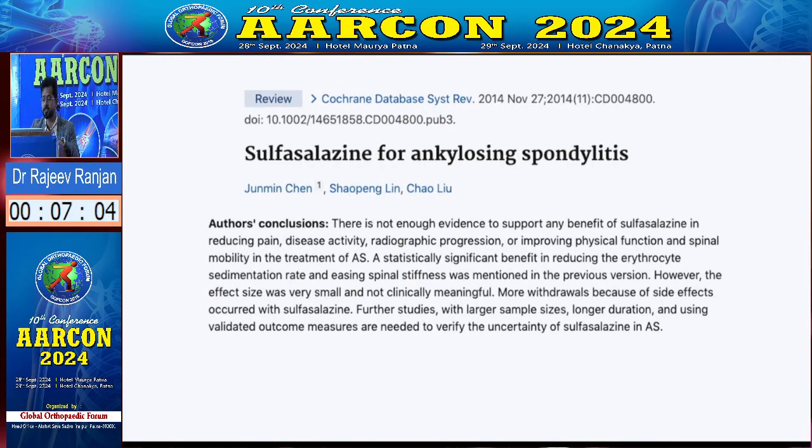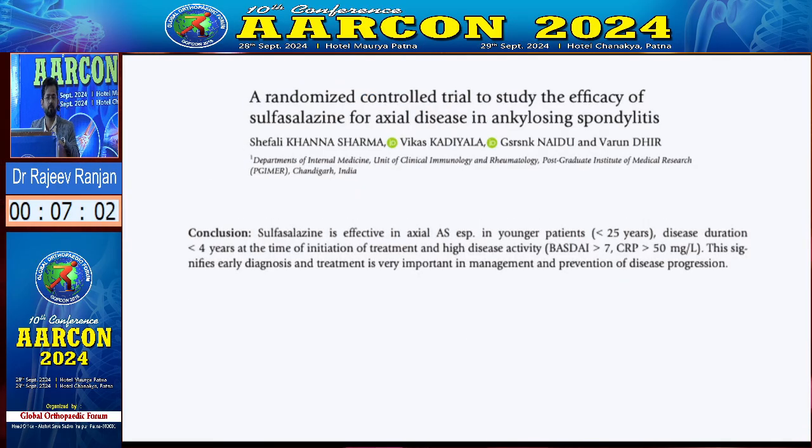So who are those patients? We have one trial from PGI Chandigarh, an RCT of sulfasalazine in axial disease of ankylosing spondylitis. Those patients who were younger, less than 25, having disease duration less than 4 years, and having high disease activity or high CRP responded, almost 60% responded well in axial symptoms of ankylosing spondylitis.